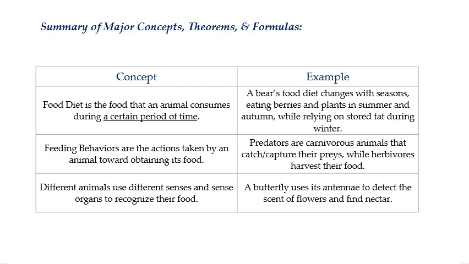The concepts covered in this worksheet are: food diet is the food that an animal consumes during a certain period of time. Feeding behaviors are the actions taken by an animal toward obtaining its food. Different animals use different senses and sense organs to recognize their food.